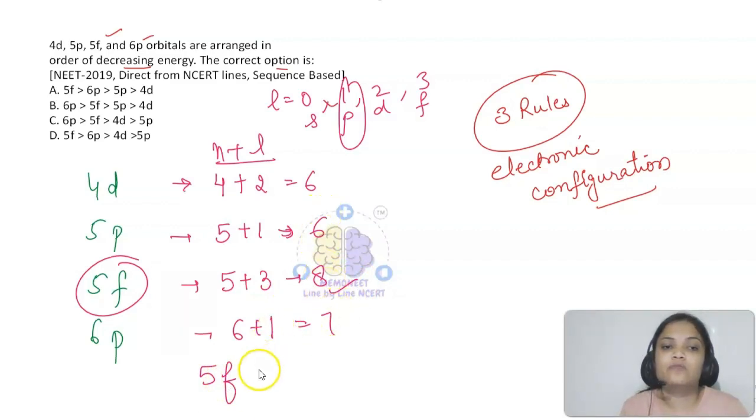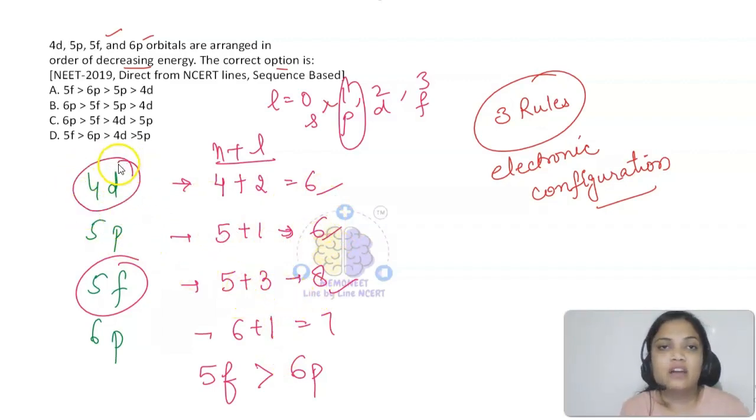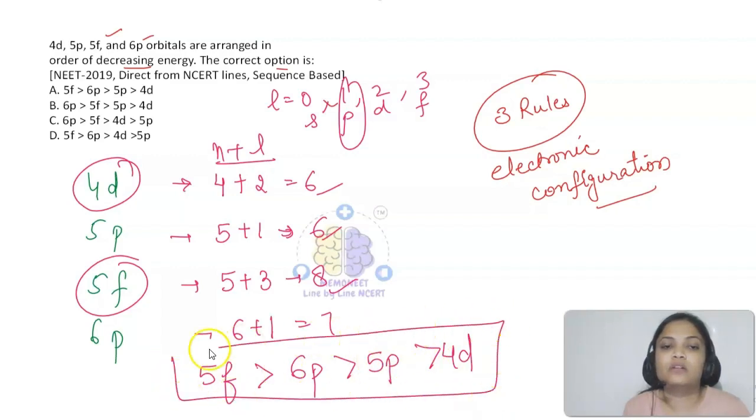Then obviously 6p will be there. Now tell me, out of 5p and 4d, which one will come? Because both of them have the same n plus l values, the one having lower value of n will have lower energy, meaning first 5p will come and then 4d will come. So this is going to be the correct order: 5f, 6p, 5p and 4d. That is your option A.